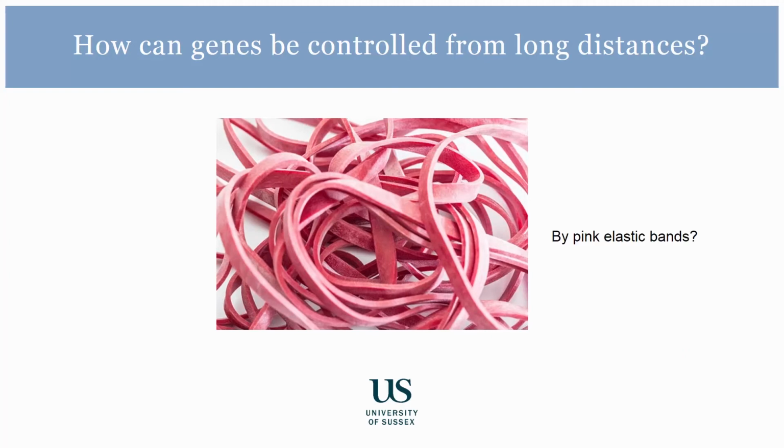By pink elastic bands? Well, of course not. It would be fun if it was pink elastic bands. But this image I quite like because it illustrates exactly what I want to try and explain to you, which is it's by looping. So in that previous diagram, I showed the DNA all stretched out, the binding sites down here, the genes up here. So how are these two parts of our DNA communicating with one another? And they have to come in close physical proximity in order to influence one another. And the answer is by DNA looping.